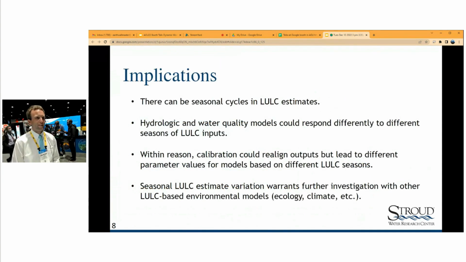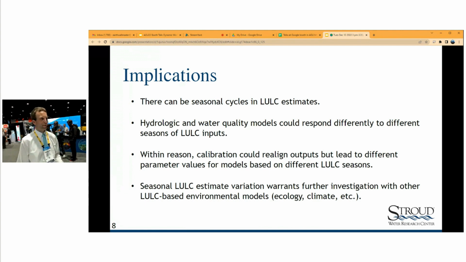So, the implications of this research: first, we found that there can be seasonal cycles in land cover estimates. Second, we found that environmental models for hydrology and water quality could respond differently to different seasons of land cover data that are input. Third, within reason, calibration of these models could realign the stream flow outputs, but lead to different optimized parameter values for the models, depending on which season of Dynamic World land cover was inputted into them.